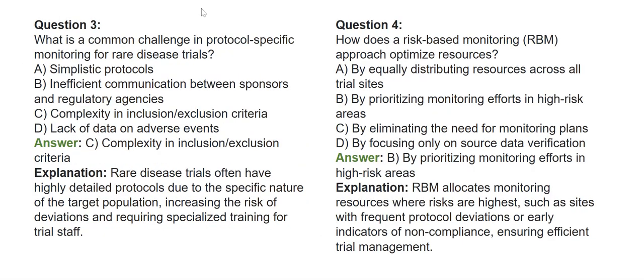Question three: what is a common challenge in protocol-specific monitoring for rare disease trials? Is it A, simplistic protocols? Is it B, inefficient communication between sponsors and regulatory agencies? Is it C, complexity in inclusion and exclusion criteria? Or D, lack of data on adverse events?